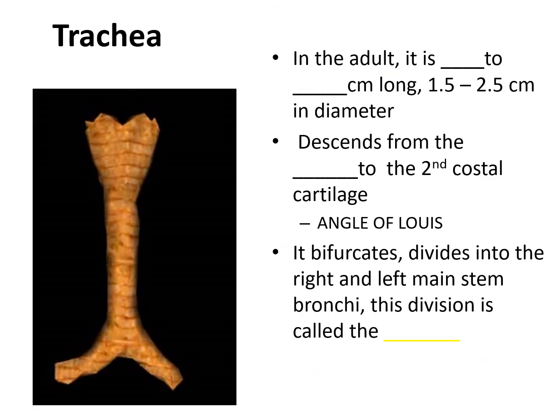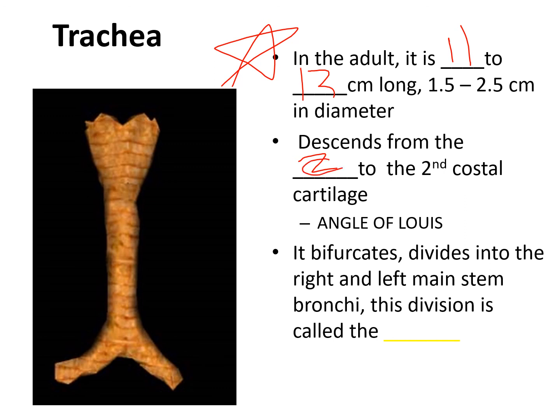All right, the trachea itself, let's talk about that real quick. In the adult, it's about 11 to 13 centimeters long, 1.5 to 2.5 in diameter. These are important numbers. I will expect you to remember that. It descends from the cricoid cartilage to the second costal cartilage.